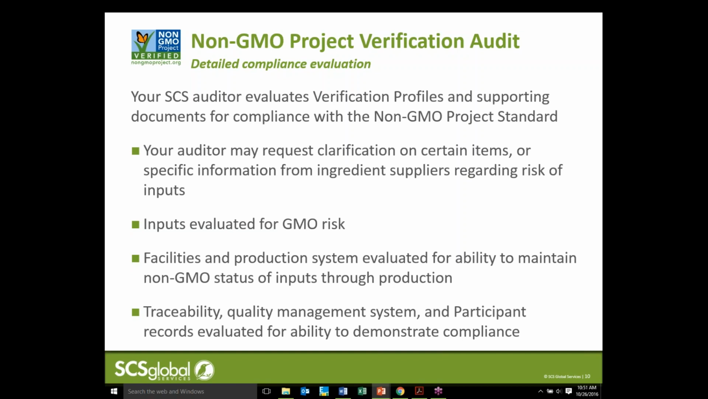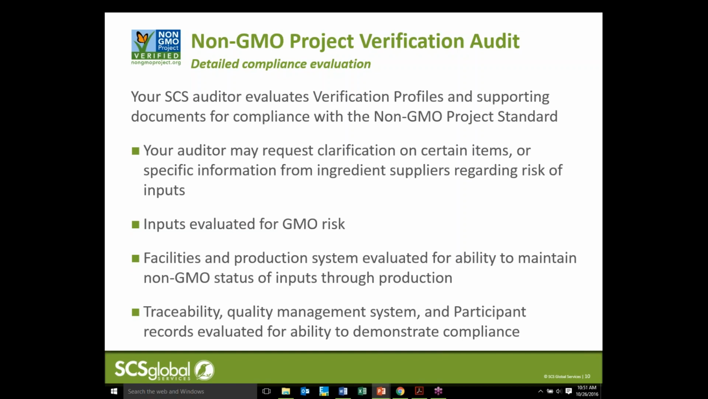Facilities are evaluated for the sufficiency of the systems that are in place to maintain integrity of compliant inputs. And a traceability audit is conducted to ensure that identity preservation systems can effectively demonstrate the compliance of all inputs through the production system. So again, that is lot control of incoming ingredients and inputs, and their traceability such that via your lot coding system, they can be traced forward.